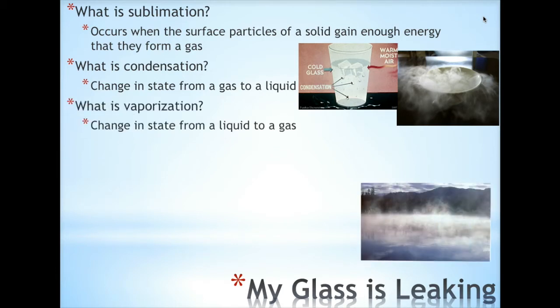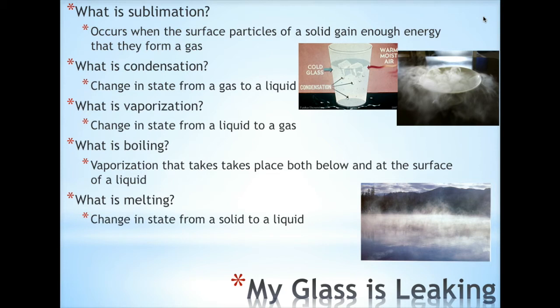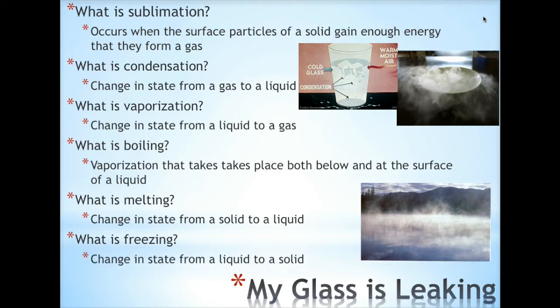Vaporization. See the picture down here? That's a change in state from a liquid to a gas. Boiling. It's vaporization that takes place both below and at the surface of a liquid. So you can see that boiling, making your macaroni for your macaroni and cheese. What is melting? Change in state from a solid to a liquid. And freezing is going to be from a liquid to a solid.